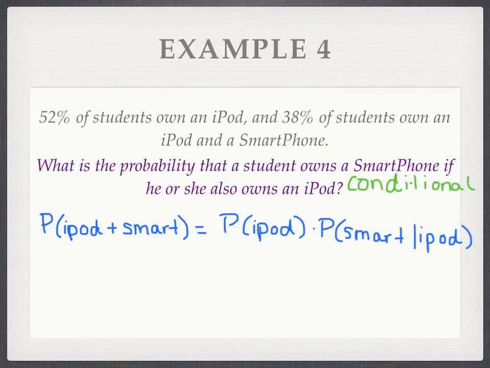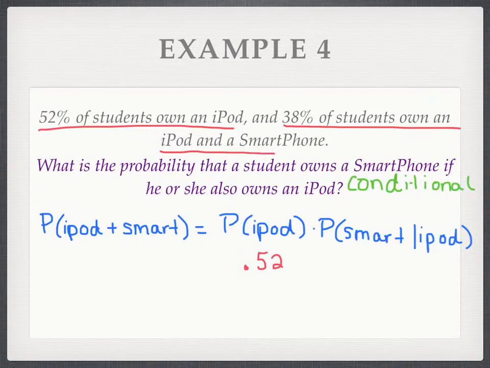Okay, 52% of students own an iPod. And by the way, I'm going to make these all into decimals. So my probability of the iPod is 0.52. 38% own an iPod and a smartphone. And look at that word right there, and. That's this, 0.38. 0.38 have an iPod and a smartphone.